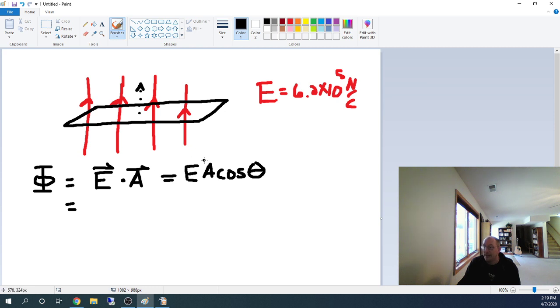So it's just going to be E times A. So it's going to be the electric field, 6.2 times 10 to the 5th newtons per coulomb, times the area, which they gave in the problem, is 3.2 square meters.